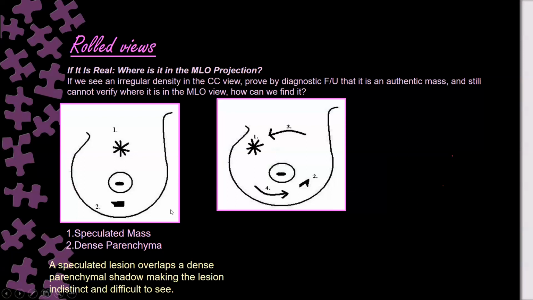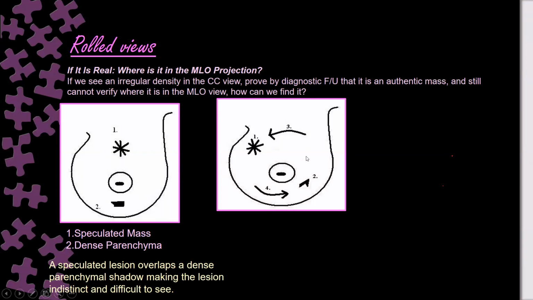Again, this is another example. Here I have a spiculated mass and I have superimposed irregular dense parenchyma. Both together, I have seen asymmetry. I'm not sure what that asymmetry is. Is it a real lesion or is it a pseudo lesion?